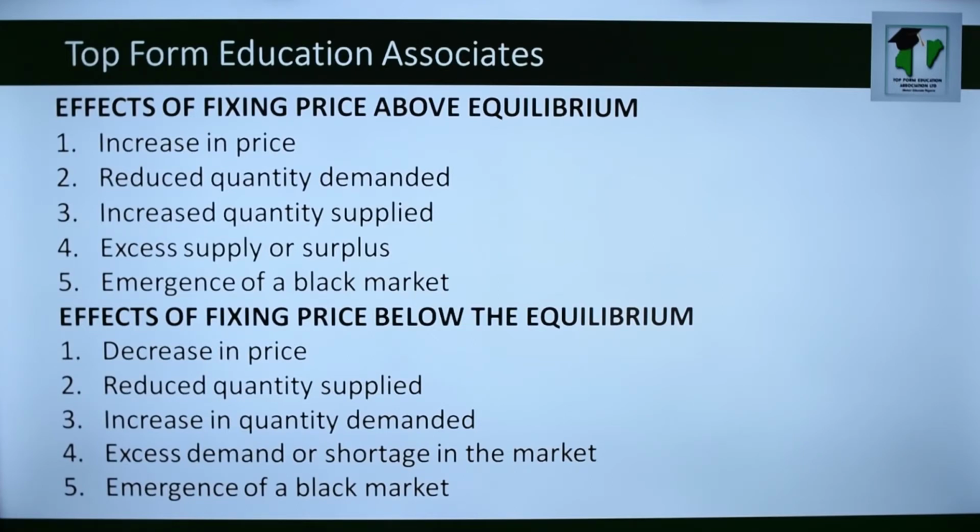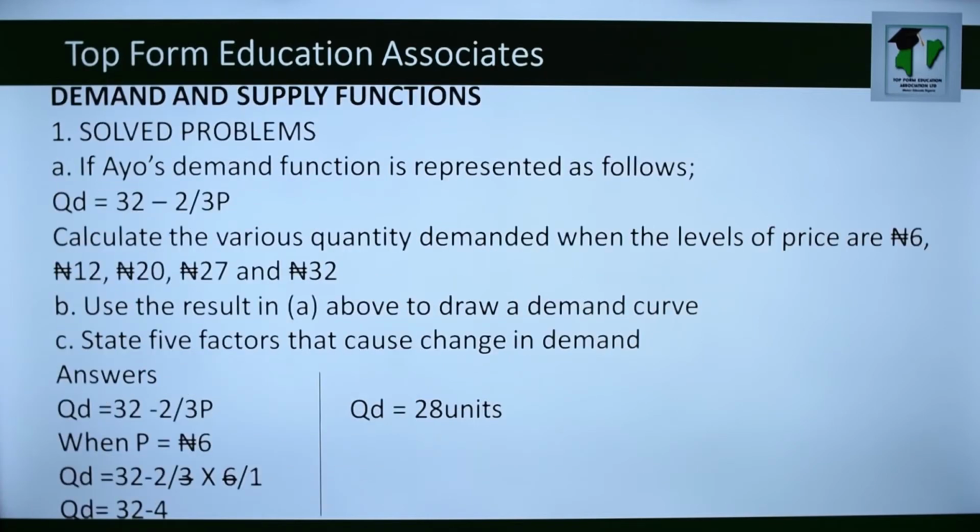Now, below the equilibrium, what are the effects of fixing the price below the equilibrium? What happens when the price is fixed below the equilibrium? One is that it will lead to price decrease. 2, demand will increase. 3, supply will decrease. There will be excess demand and also the emergence of black market. So those are the equilibrium price and quantity.